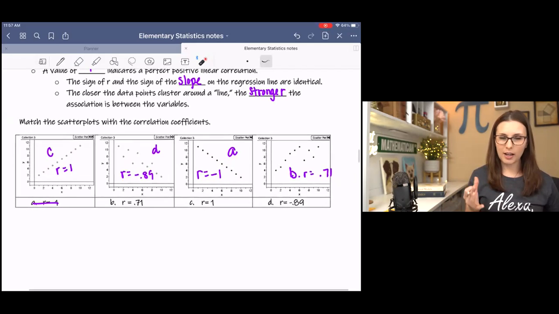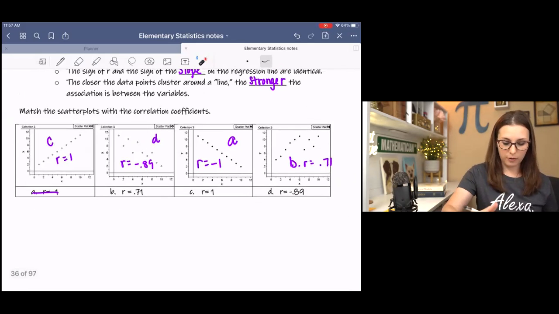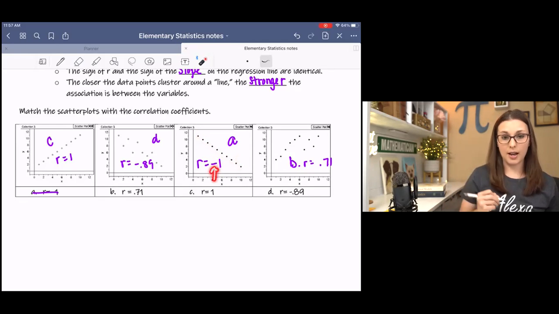Hopefully that gives you an idea as to what r is referring to. And you can also see that if we did a linear regression equation for this problem, it would have a negative slope, which matches the sign on r.